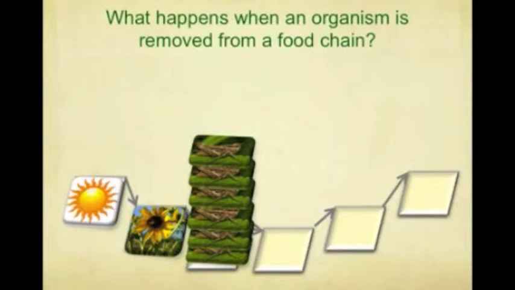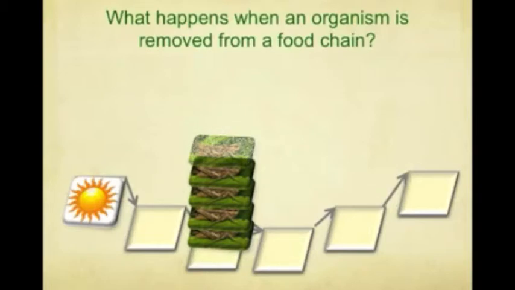So as the grasshopper population goes up, they're going to, of course, have a negative effect on the plant population. So the plant population is going to go down, and the grasshopper population is going to go way down. It's going to crash.